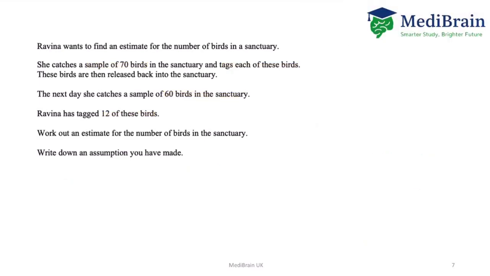So it says Ravina wants to find an estimate for the number of birds in the sanctuary. She catches a sample of 70 birds and tags each of these birds. The birds are released back into the sanctuary. So we've just tagged 70 birds, right? And our main purpose of this question is to estimate the number of birds in the whole sanctuary. Okay, so we've got 70 that we've caught. We don't know how many there are in total.